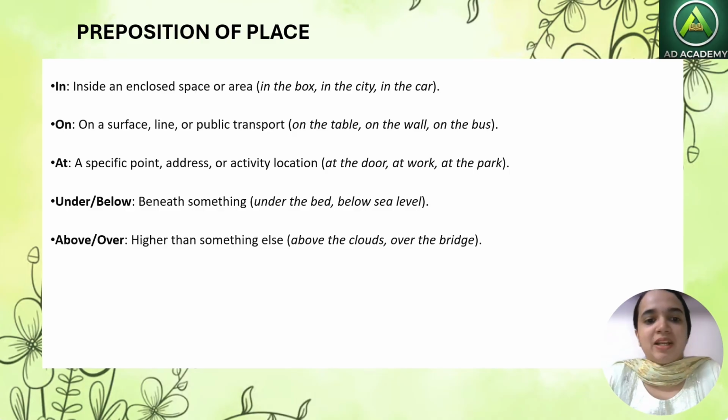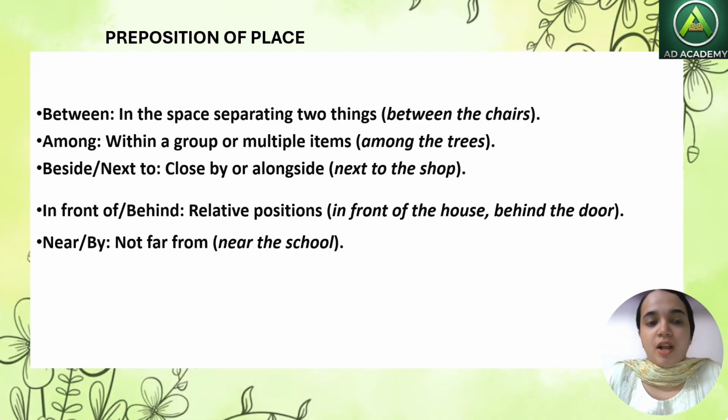So beneath: something, under the bed, below sea level. Next one, above or over: higher than something else. If there is no surface contact, as in above the clouds, you can use above, over the bridge, more than. Again, between: in the space separating two things, as I have shown you in the cat's image between the chairs. If there are only two things or objects, you can use between.